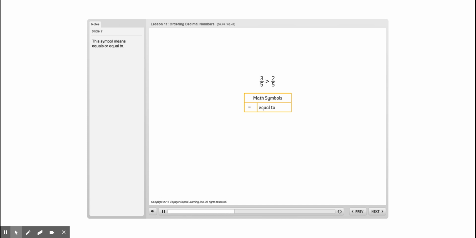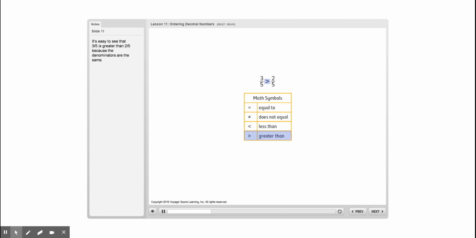This symbol means equals or equal to. This symbol means not equal. This is the symbol we use to show less than. And this symbol shows greater than.